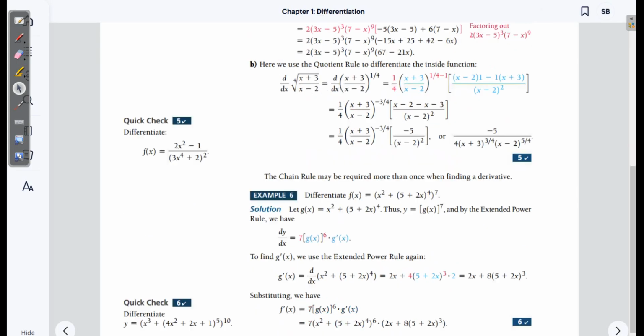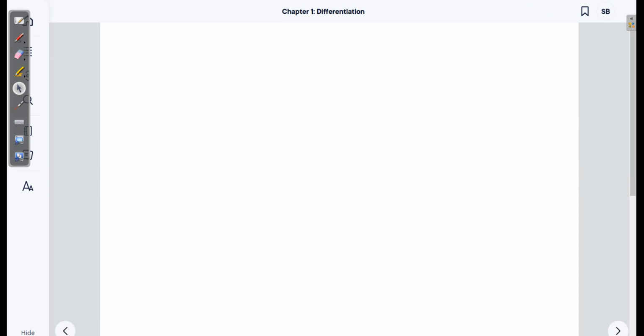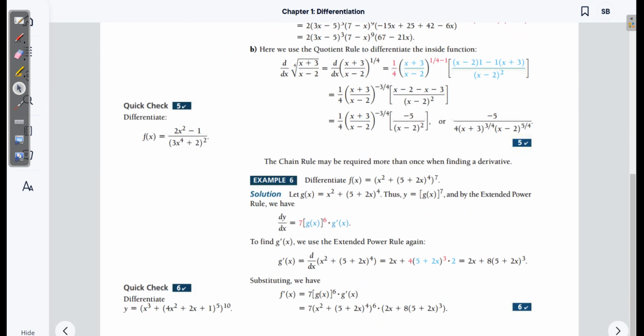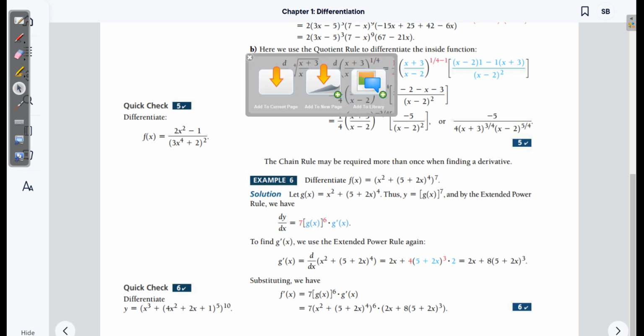Alright, so next, I think this is the last one for the day. Oh, this looks kind of short. It's not a lot going on here. I mean, it actually is a lot going on, but the solution to it is not nearly as bad as you may think. Okay, so all we have to do is kind of do the chain rule twice, essentially.